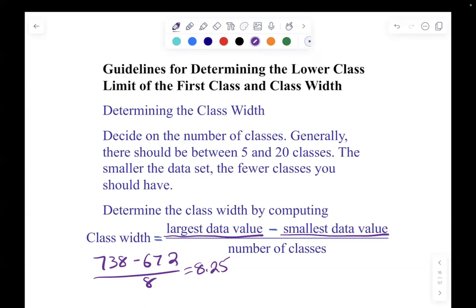Do you really want your class to go from 672 to 680.25? I don't think so. So I don't recommend this. Instead, figure out, I want my class width to be this and see what happens. Make sense? So I don't recommend this, but it's in your book, and so I'm showing it to you.